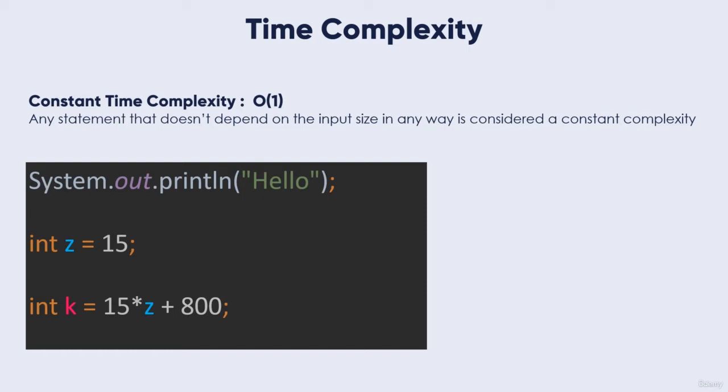Also, if we create a new k equal 15 times z plus 800, we are just making mathematical calculations that are not depending on any input. So the user will not be able to enter anything. Everything is clarified. We have z equal to 15, so 15 times 15 plus 800. It's very simple to be calculated. This would result in a time complexity, the total time equal constant, equal O of 1. So this is the constant time complexity O of 1.